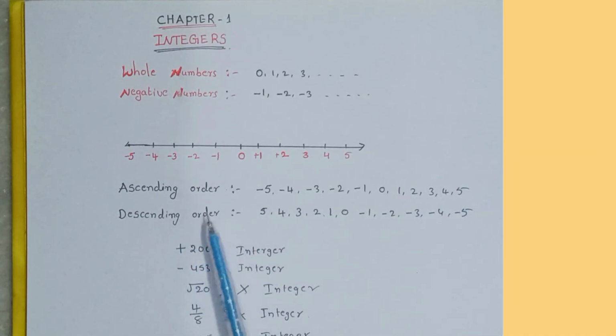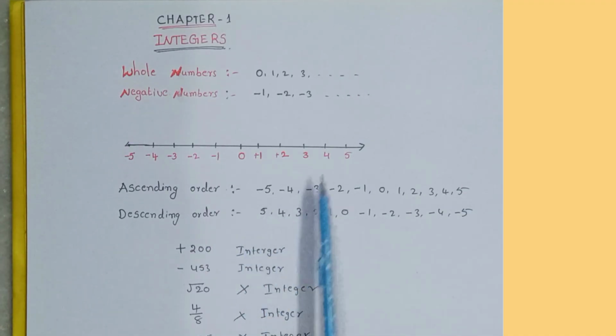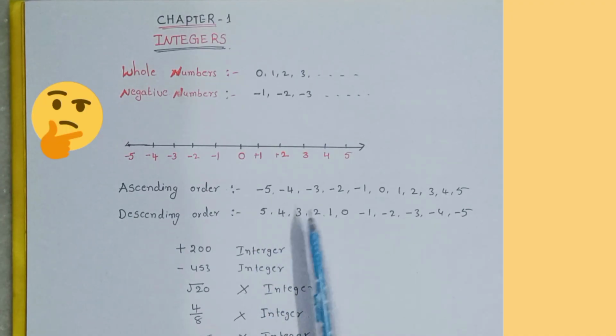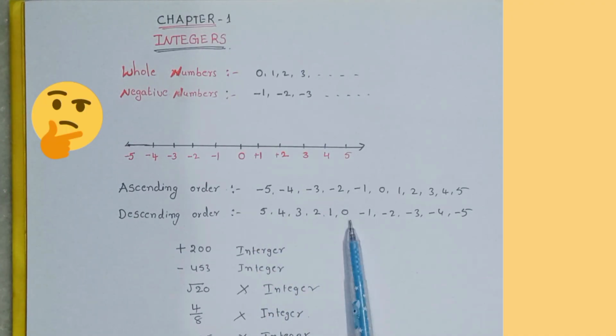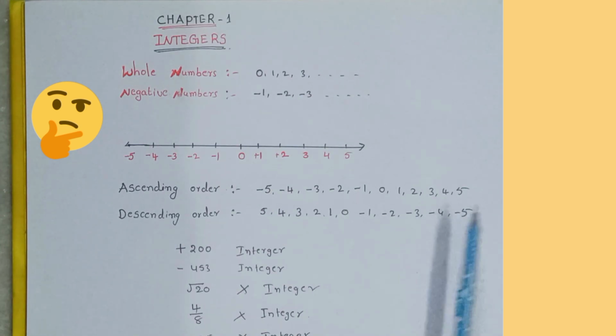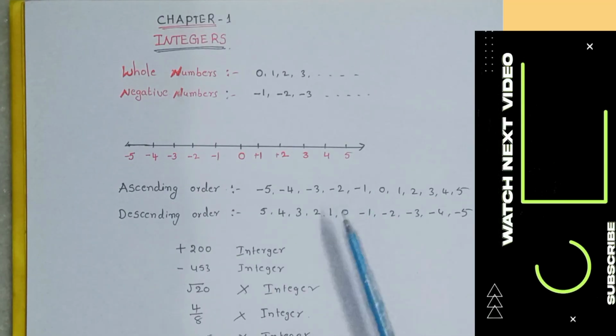Next, the descending order. We write the descending order from the biggest number to the smallest number. The biggest numbers are always positive numbers: 5, 4, 3, 2, 1, 0, minus 1, minus 2, minus 3, minus 4, minus 5. So these are ascending and descending order.